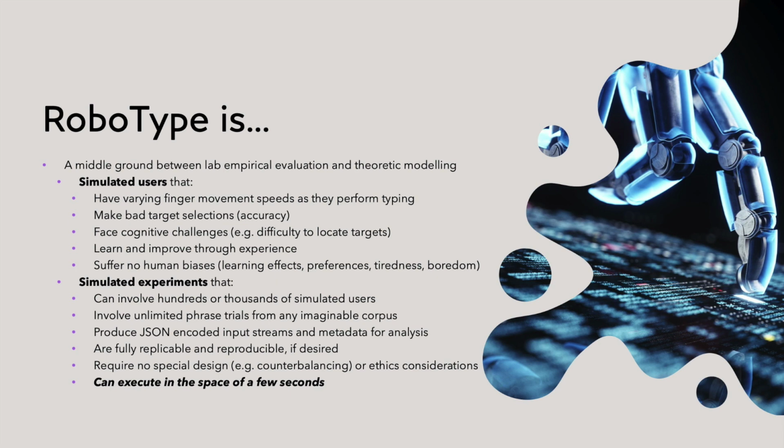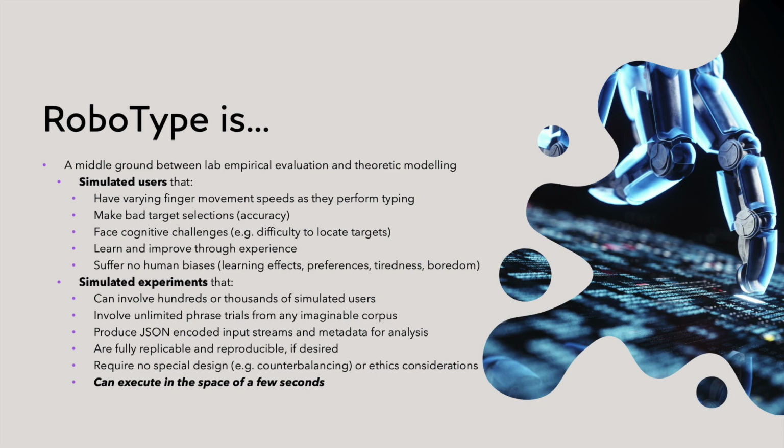RoboType is a middle ground between lab empirical evaluation and theoretic modeling. RoboType aims to improve the simulation of mobile text entry by modeling users that do not have constant finger movement speeds as they perform typing, can make inaccurate target selections, that face cognitive challenges such as a difficulty to locate targets in an unfamiliar layout, who learn and improve through experience, and that suffer no human biases during an experiment, such as learning effects, preferences, tiredness, or boredom.